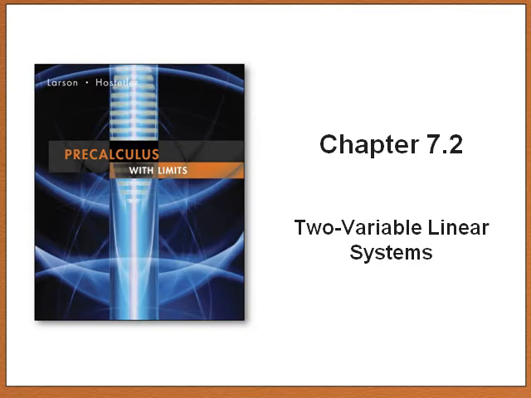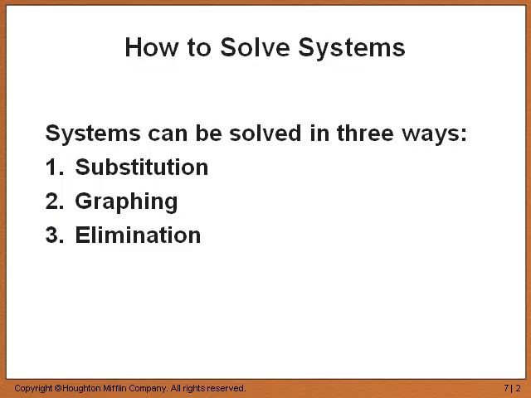This is section 7.2, two variable linear systems. We're only going to spend 1 day on this section. So as I said before, there are 3 ways to solve systems: substitution, graphing, and elimination. We've already covered substitution and graphing. So today and in the remaining sections, we're going to talk about elimination, the method of elimination.